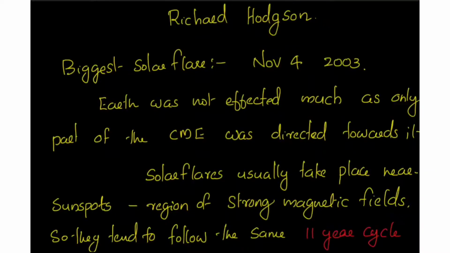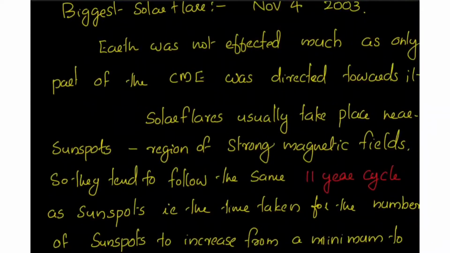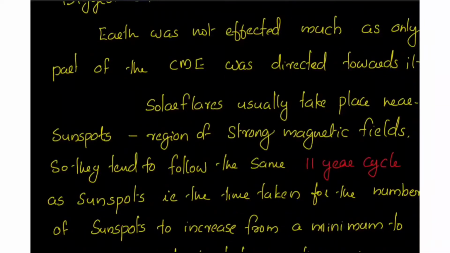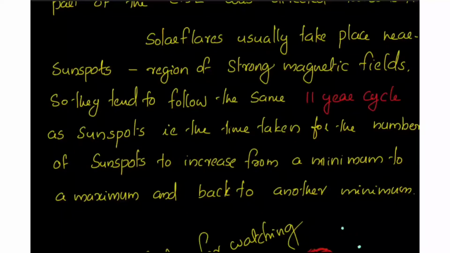The solar flares usually take place near the sunspots, that is, the regions of strong magnetic fields. So they tend to follow the same 11-year cycle as that of sunspots, that is the time taken for the number of sunspots to increase from a minimum to maximum and back to another minimum. That is, the solar flares occur in an 11-year time gap.